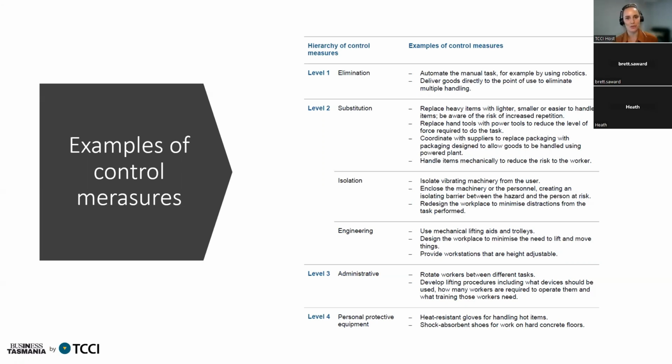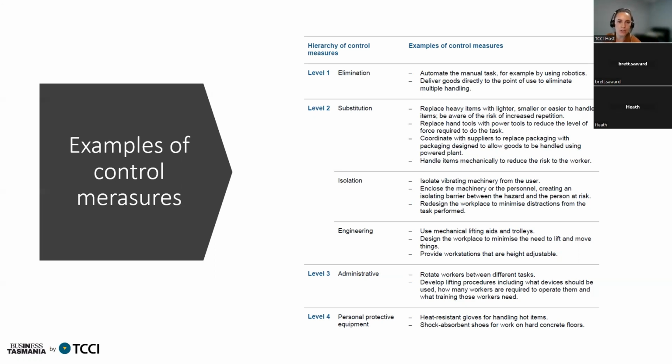We want to deliver goods directly to the point of use to eliminate multiple handling. So maybe you've got to move it from warehouse 1 to warehouse 2, then from warehouse 2 to truck, and then the truck to the person that you're selling it to. So can we reduce some of those movements and have it just go from warehouse to truck versus going from warehouse to warehouse? Let's get rid of those double handling or triple handling situations.